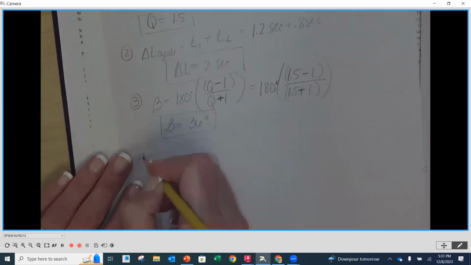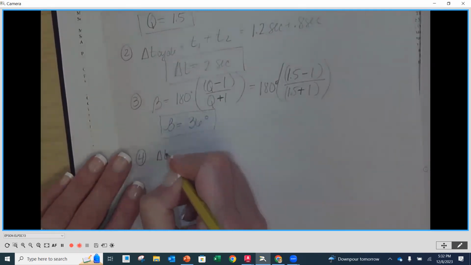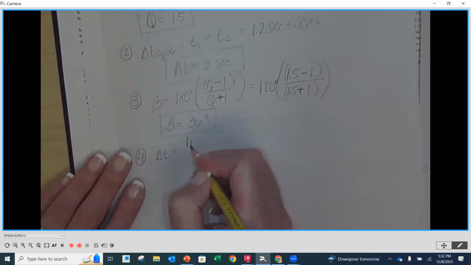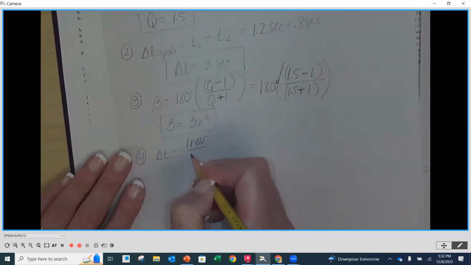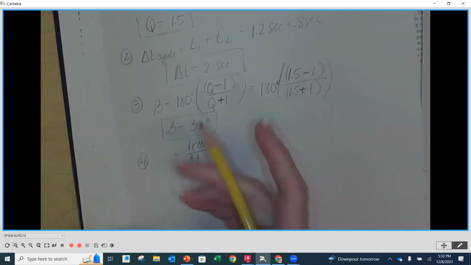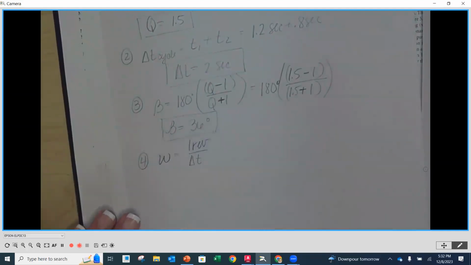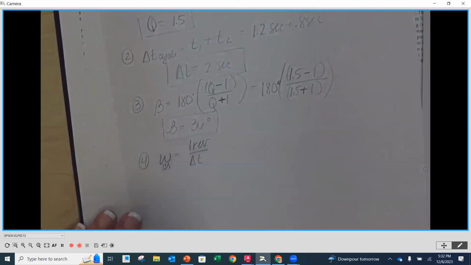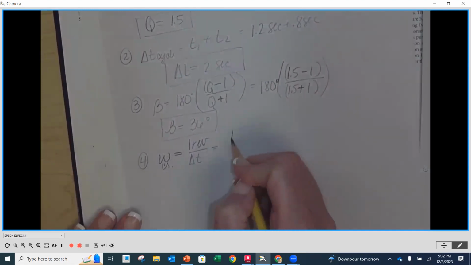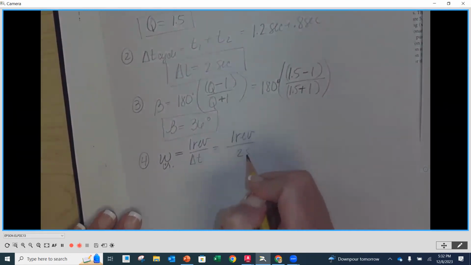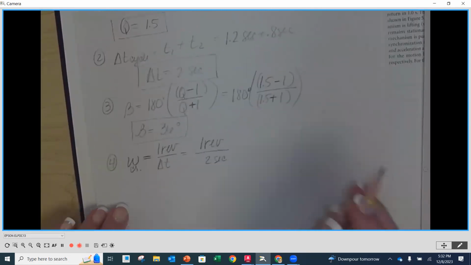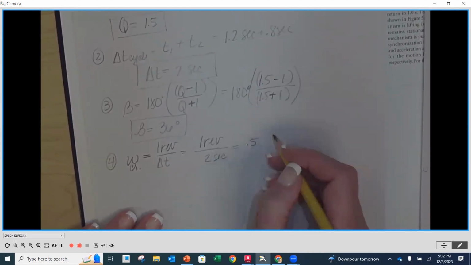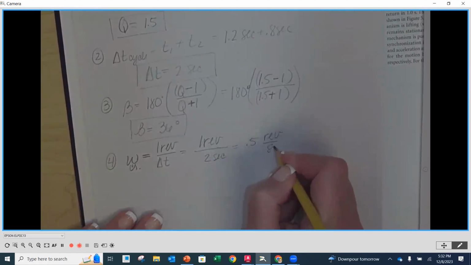So number 4, it's going to be 1 revolution divided by change in T, oh shoot, it's W. Now we need to get this done. 1 revolution divided by 2 seconds, right? So it looks like that's going to be 0.5 revolutions per second.